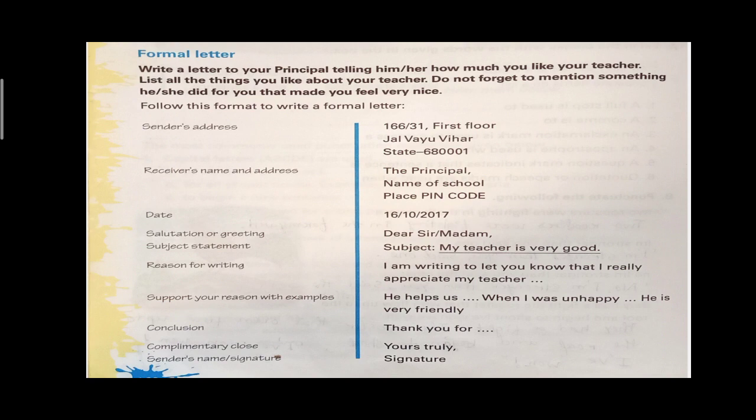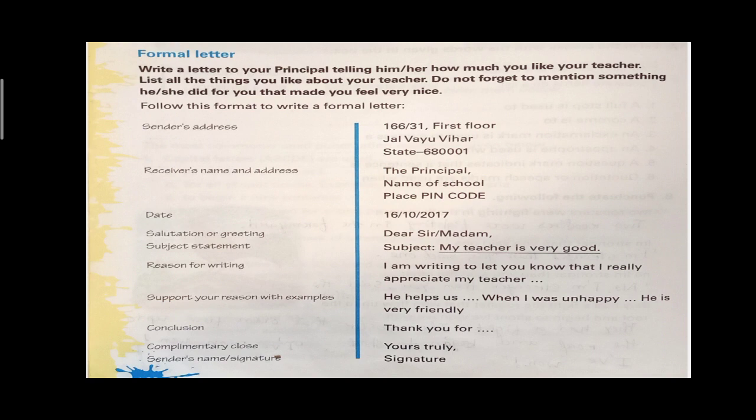16631, first floor, Jalavayu, Bihar State, 680001. The principal, name of the school, means here you have to write down the name, then place, pin code, it should be mentioned, it is not written here. Then the date, 16th October 2017. Then, dear sir or madam.